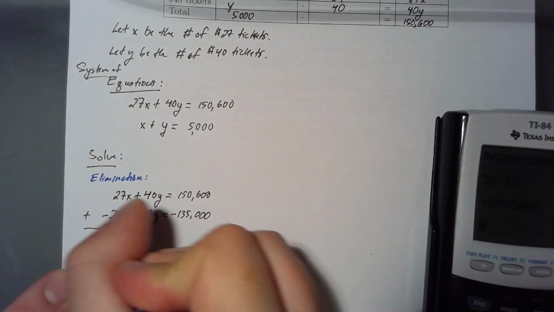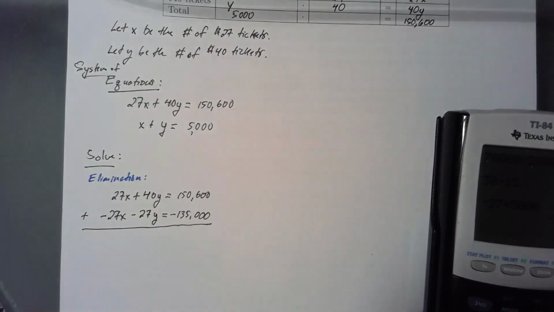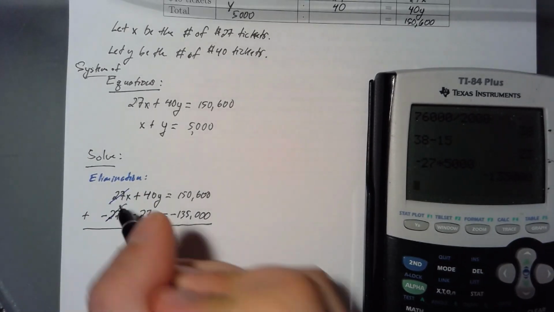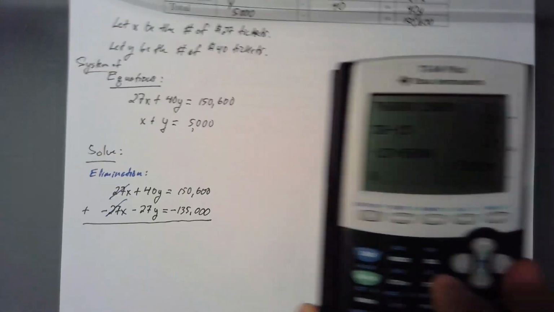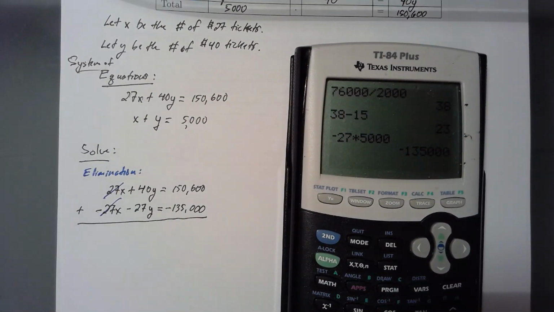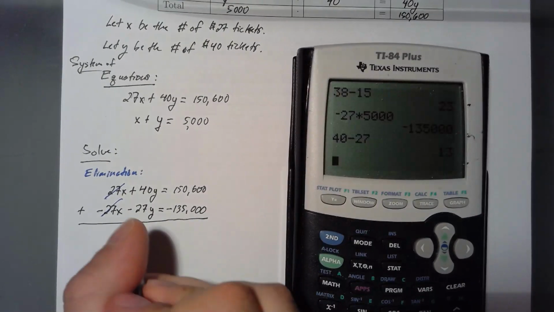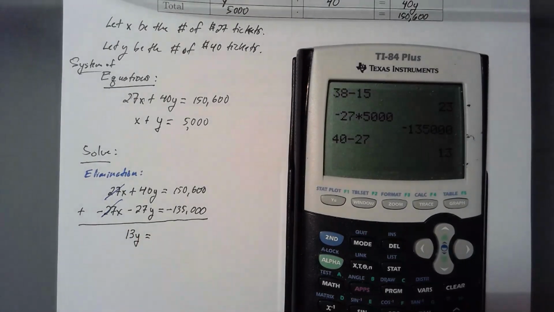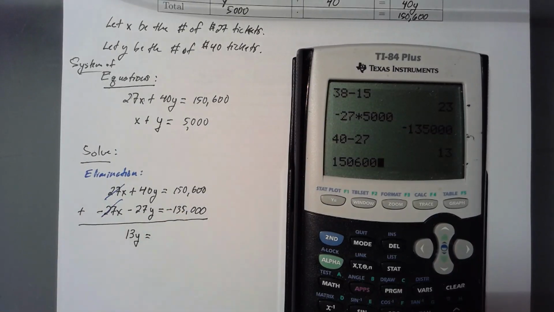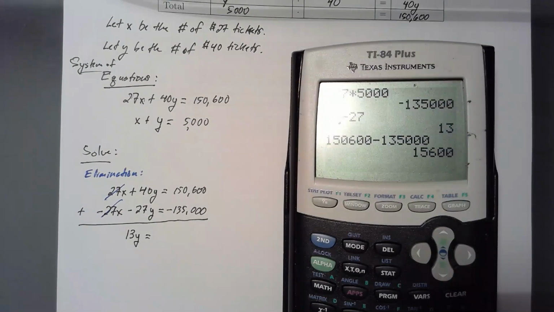Add the equations together. What happens here? The 27x's cancel, as they should. So now, 40y plus negative 27y, which is the same thing as saying 40 minus 27, is 13. So 13y equals 150,600 plus negative 135,000, or I could just say minus 135,000, is 15,600.